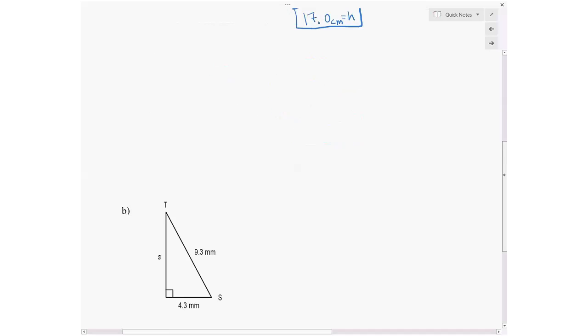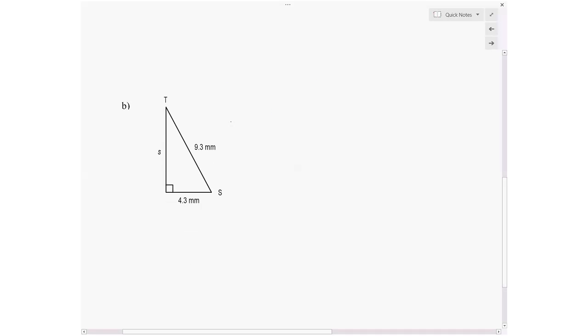Now let's look at B. Again, here I have a right triangle. Here's my two legs. This is the hypotenuse. And now I have one leg and I'm missing the other. So if I write a squared plus b squared equals c squared, now I have the hypotenuse. C is the hypotenuse, so this is 9.3 squared. And it doesn't matter which one I pick. I'll just make this b. So this is a squared plus 4.2 squared.